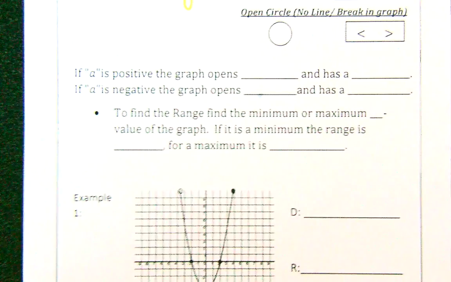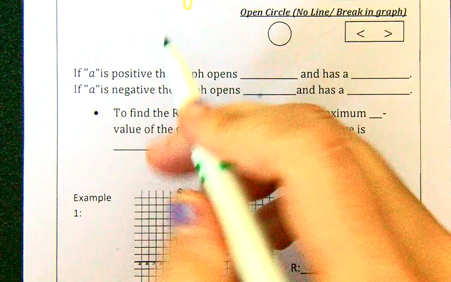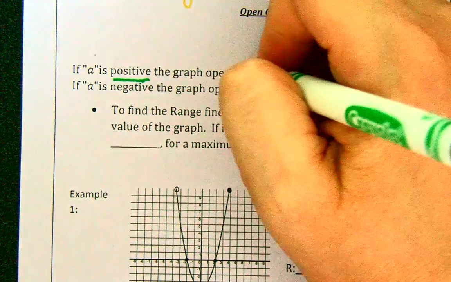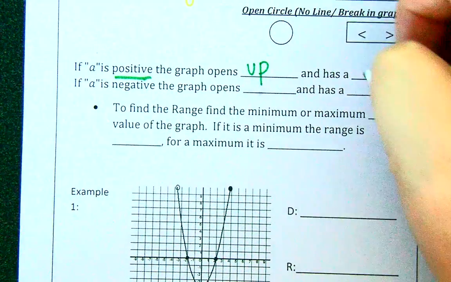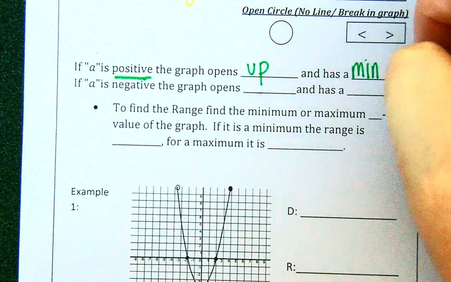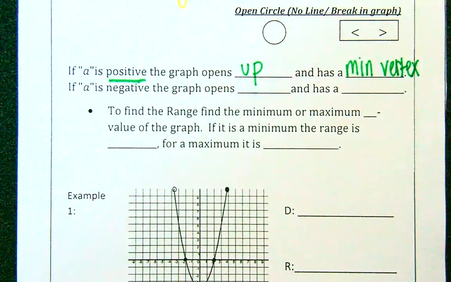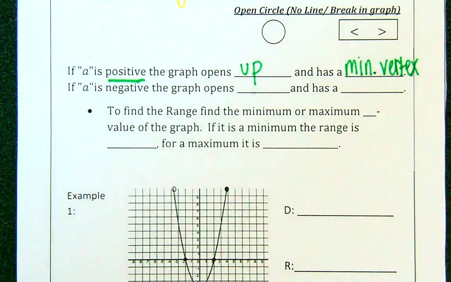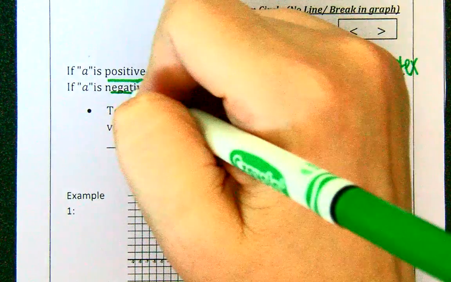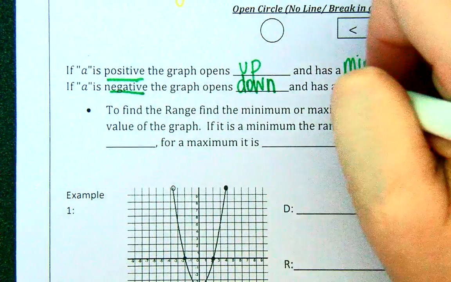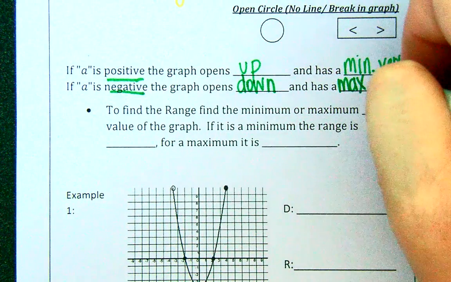Now, if A is positive, so if my A value is positive, the graph opens up and has a minimum vertex. Okay, has a minimum vertex. If the A is negative, the graph opens down and it has a maximum vertex.